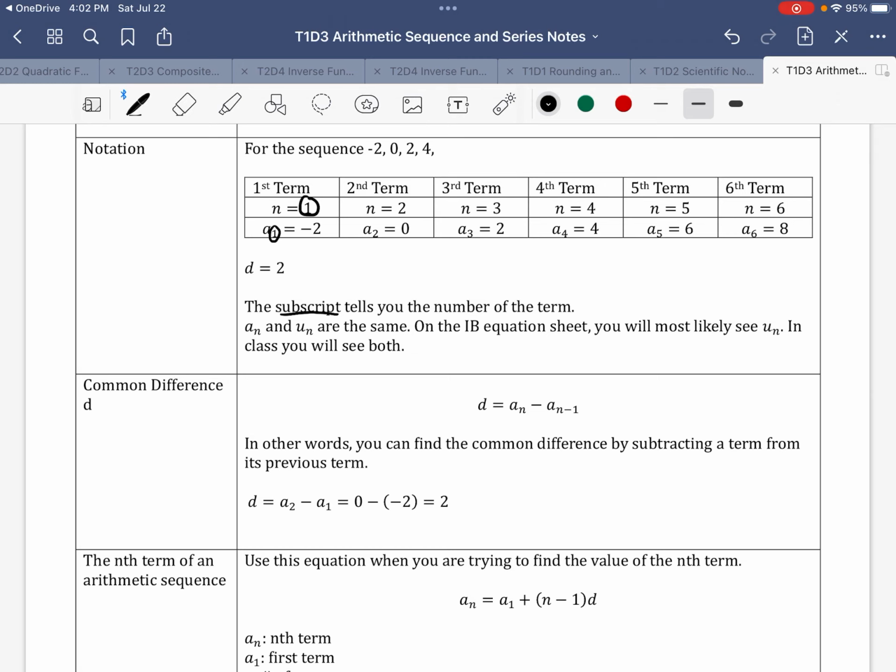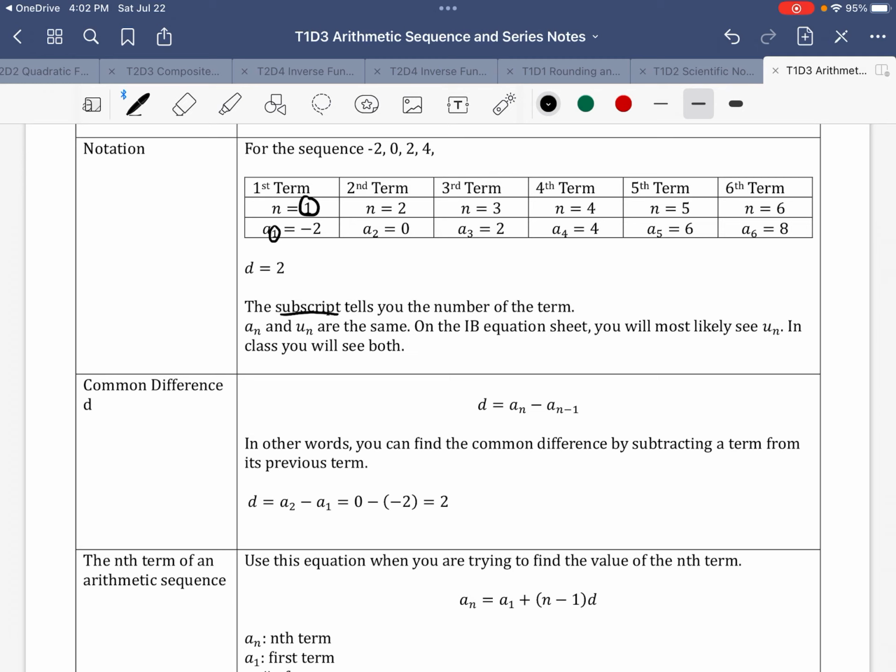A sub n, or a sub some number, and u sub n are going to be the same. On IB, you'll most likely see u sub n. In class, you're going to see both. It's kind of one of those European, American things. US tends to use a, Europe tends to use u. It's good that you're able to use both.